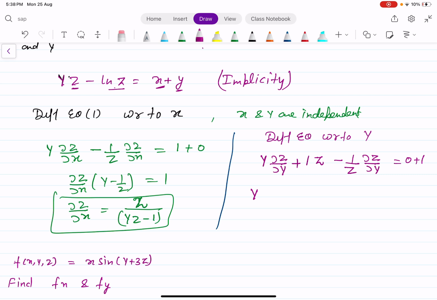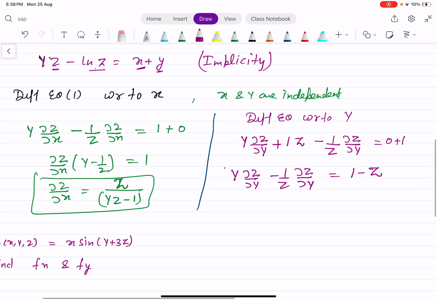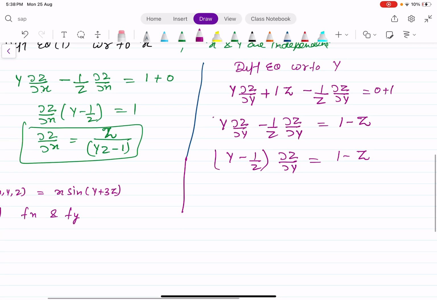So from here, y ∂z/∂y minus (1/z) ∂z/∂y, we will collect like terms together, equal to 1 minus z. Okay, (y minus 1/z) ∂z/∂y equal to 1 minus z. Now compute the value of ∂z/∂y, that is (1 minus z) upon (zy minus 1) into z. So this is your answer.